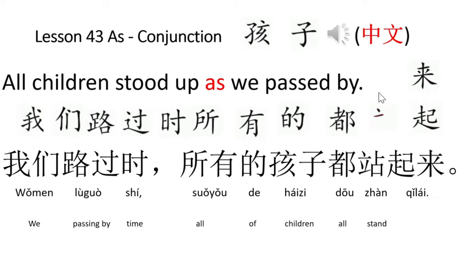Then qi, and this is how you write it: yi, er, san, si, wu, liu, qi, ba, jiu, and lai. Then zhan: yi, er, san, si, wu, liu, qi, seven strokes. Zhan qi lai means stood up. That's why zhan qi lai means stood up.